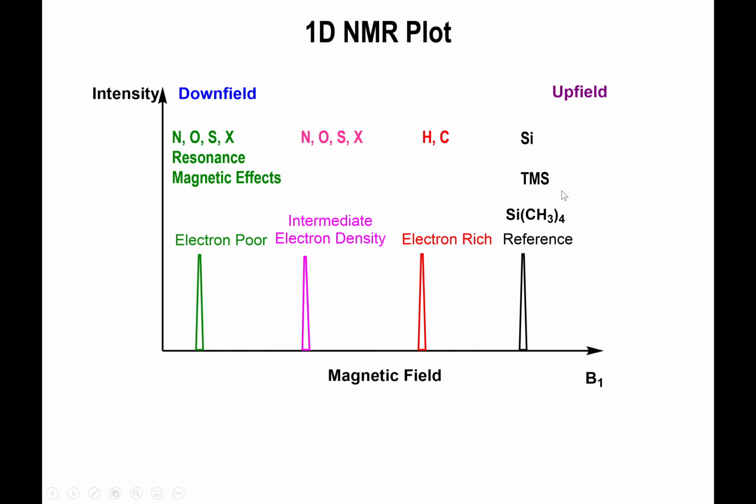All right, now because the electron poor signals fall very close to having no magnetic field, we call this the downfield region, because it requires a lesser amount of magnetic field. But the regions that are electron rich, that fall farther to the right on the spectrum, we call upfield, because they require more magnetic field to make them resonate.